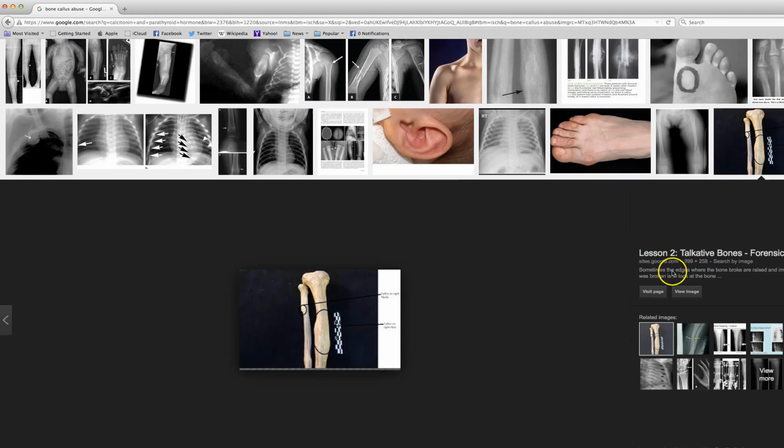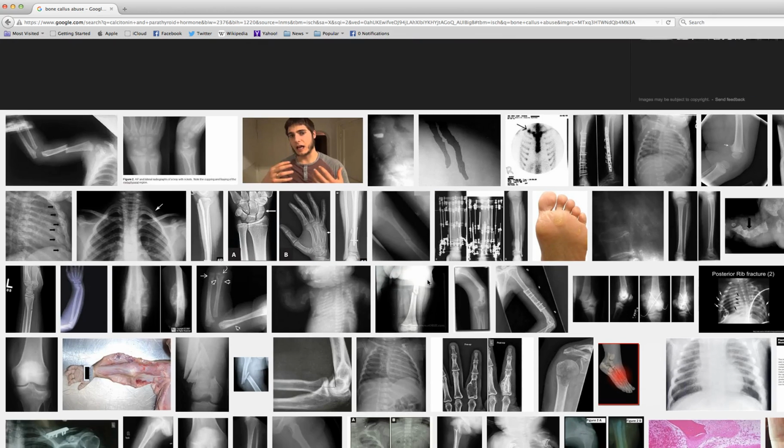Oh, here's a good one. Here would be some more calluses from previous broken bones. So your bone will always be forever changed due to a break. It'll always be there.